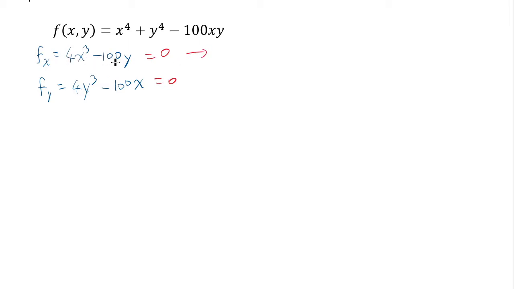Well, if I divide by 4, that's x cubed minus 25y equals 0. And over here, if I divide by 4, it's y cubed minus 25x equal to 0. Now, none of these will yield a value for x or y. Sometimes you just have the values for x and y and you have to chase what it means. But here, you don't get a conclusion from each of these equations. You only get a conclusion when you mix them together.